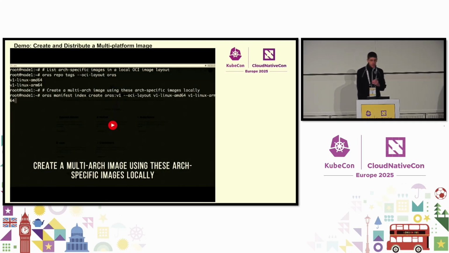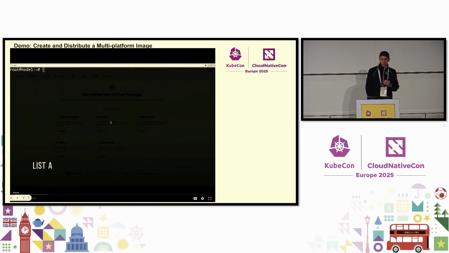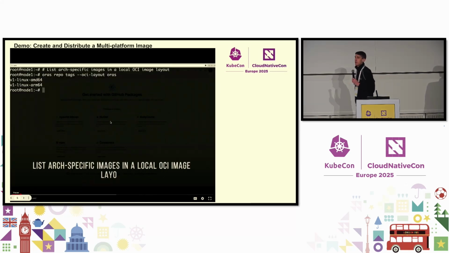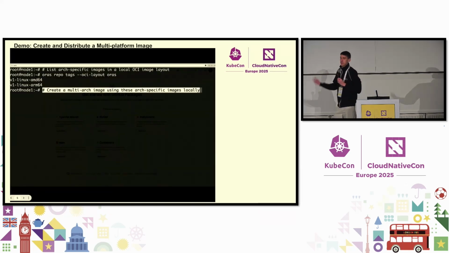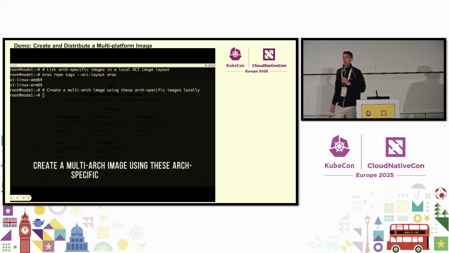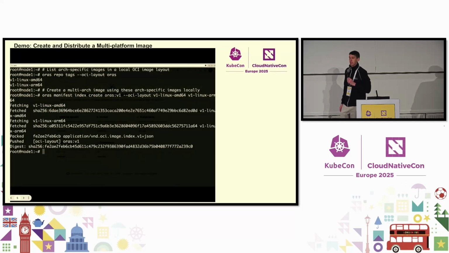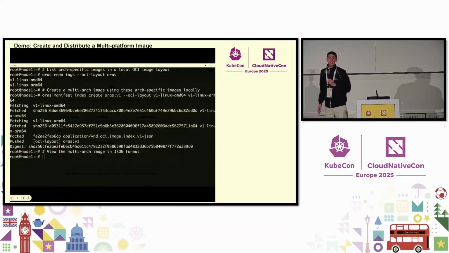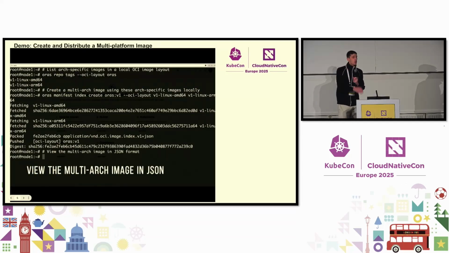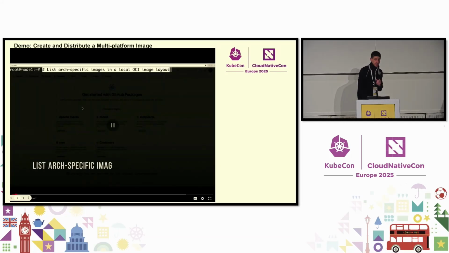So let's just do a quick demo of how we would go ahead and use ORAS to actually build a multi-platform artifact. The first thing we're going to do is take a look at all the different tags we have in our local OCI layout. We're going to create an OCI multi-arch image using the ORAS manifest index. This allows us to take an artifact that was created in both AMD64 and ARM64 and be able to create an artifact manifest.